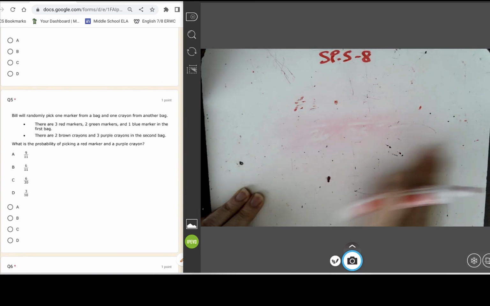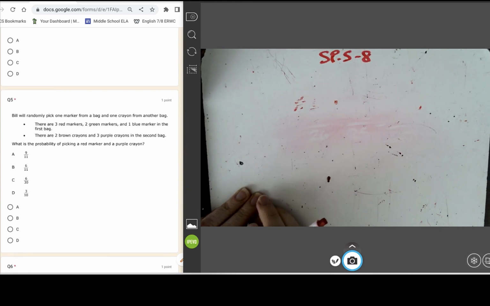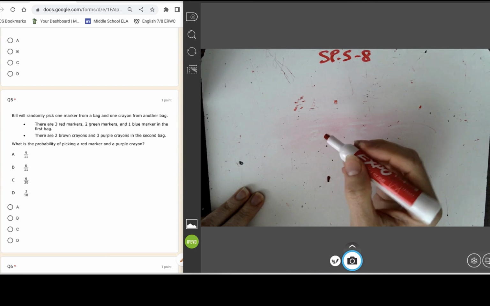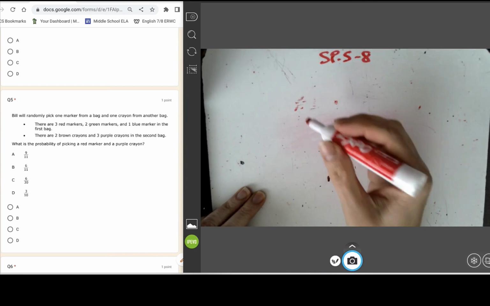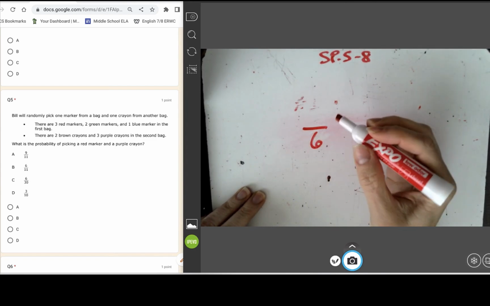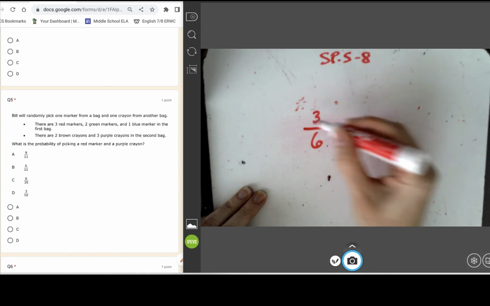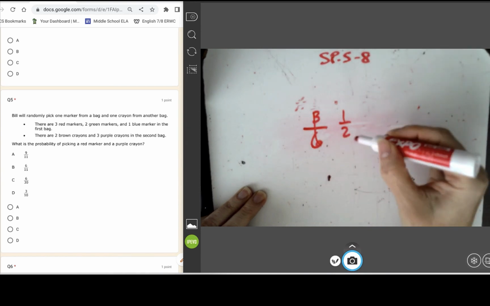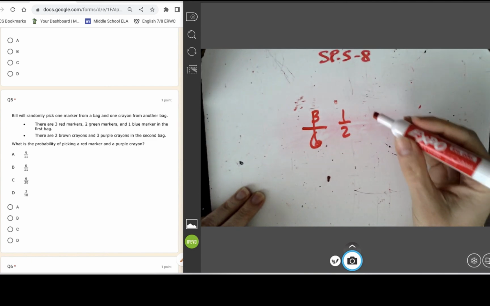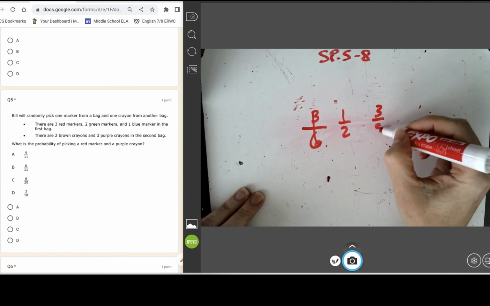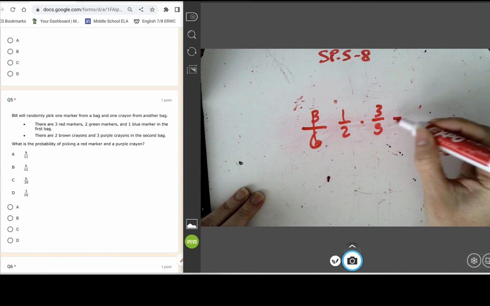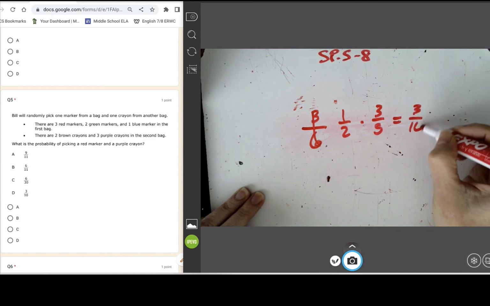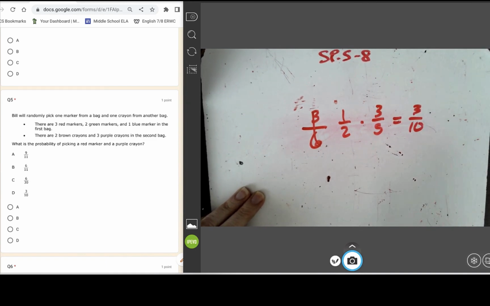All right. Number 5, Bill picks a marker from a bag and a crayon from another bag. There are 3 markers, 2 green markers, 1 blue marker, and then there's 2 brown and 3 purple crayons. So first, there are 3 markers, 2 markers, so that's 6 markers. And I want to get a red marker, which is 3 out of 6, or 1/2. Then there are purple crayons. There are 3 out of 5 purple crayons. If I multiply that, I get 3 over 10, which is one of the answer choices, D.